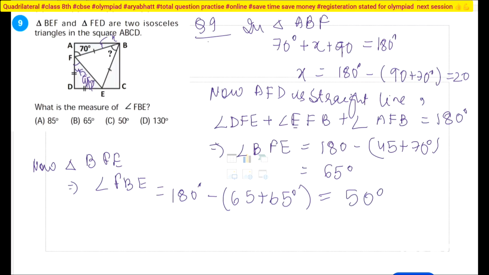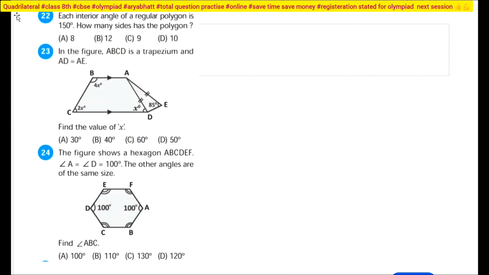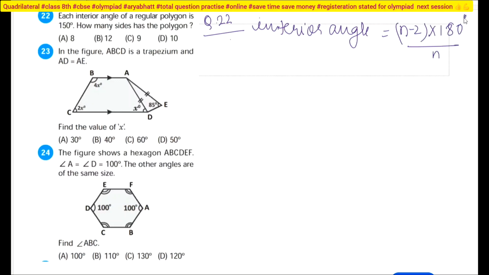Okay. Now see, question number 22. Each interior angle of a regular polygon is 150 degrees. Interior angle is 150 degrees each. Now see, we have a formula. You have to remember this. Interior angle is equal to n minus 2 into 180 degrees divided by n. Set this equal to 150 degrees because they have given that. I have to find out the value of n, that is the number of sides of the polygon. So n minus 2 into 180 degrees divided by n is equal to 150 degrees.